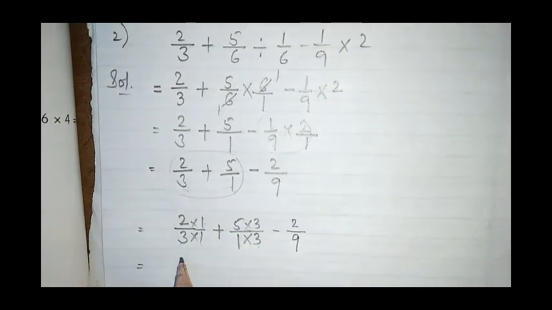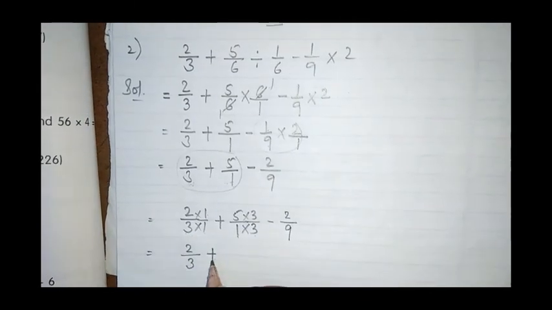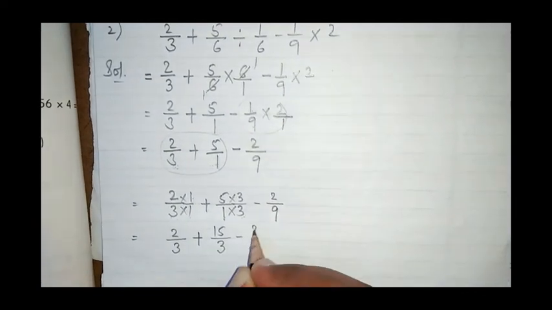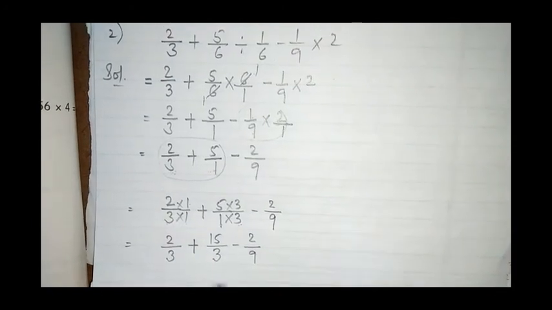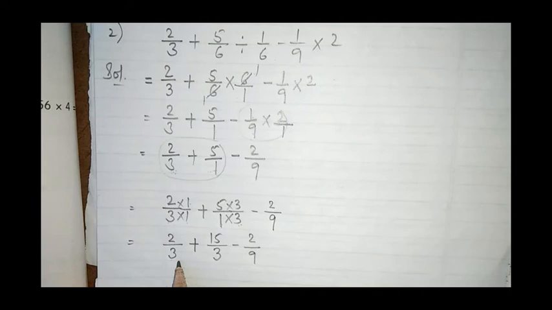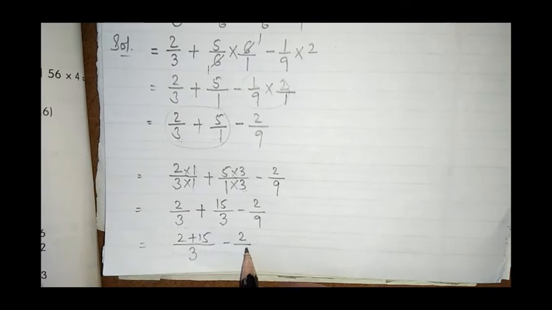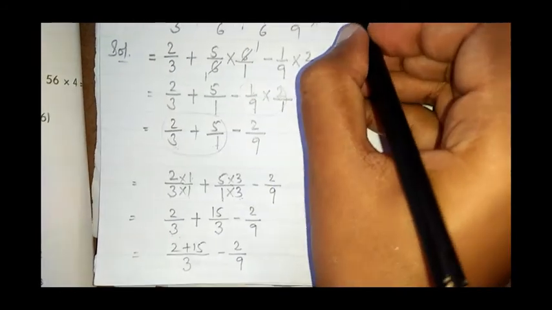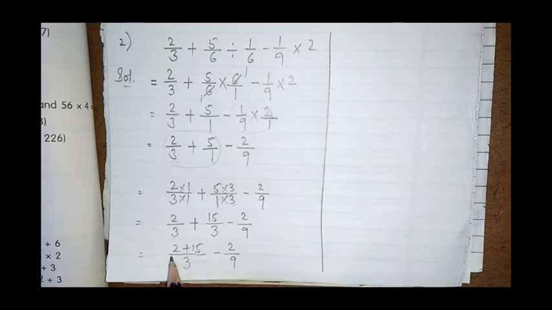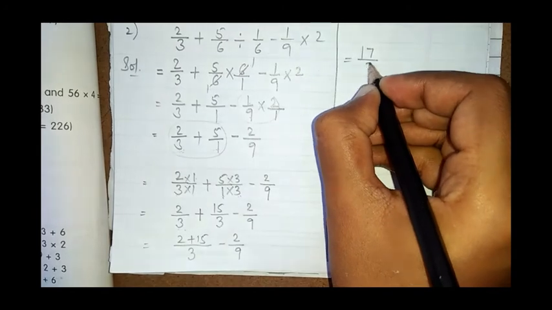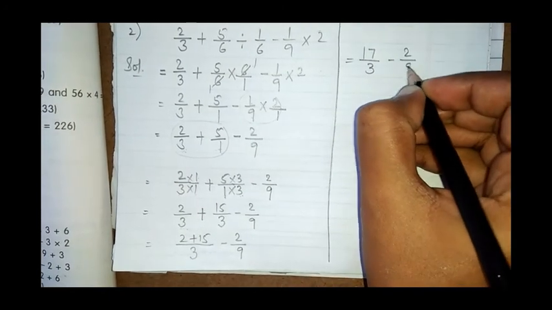Now 2 ones are 2 by 3 plus 5 3s are 15 and 1 into 3, 3, minus 2 by 9 copied as it is. Now you can see that both the fractions are like because the denominators are same. So I can add the numerators. So 2 plus 15 upon 3 minus 2 by 9 again copied as it is. Okay. Now let's solve further. 2 plus 15 will give you 17 upon 3 minus 2 by 9.